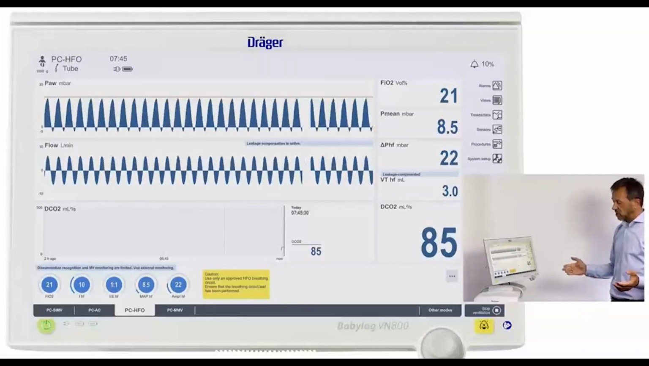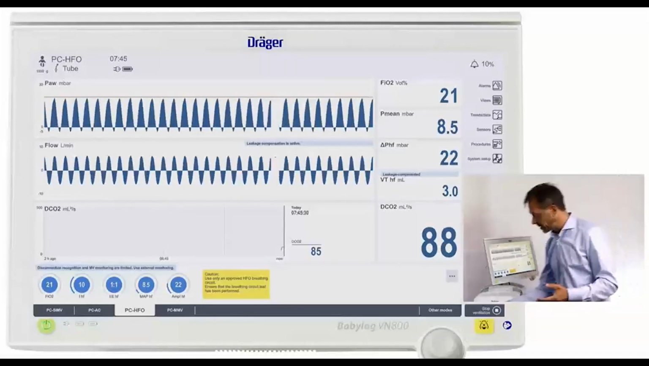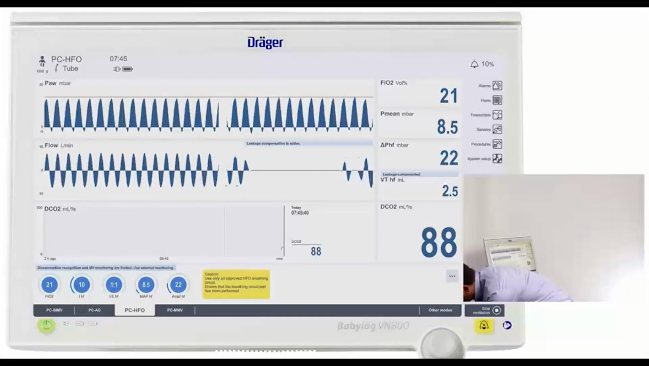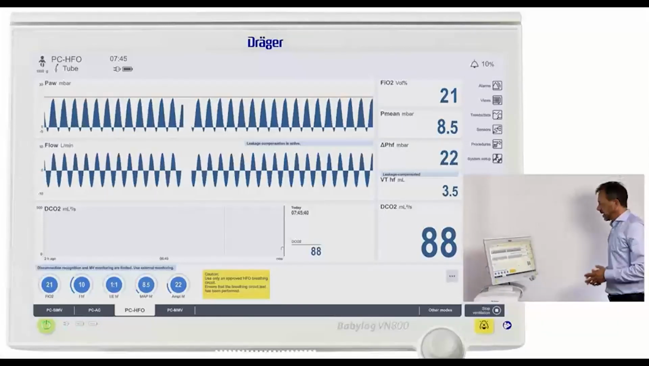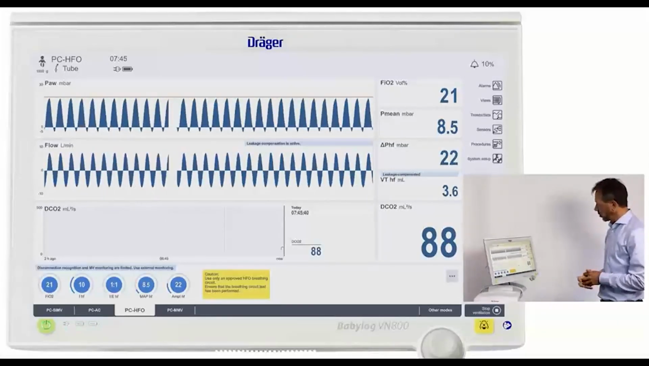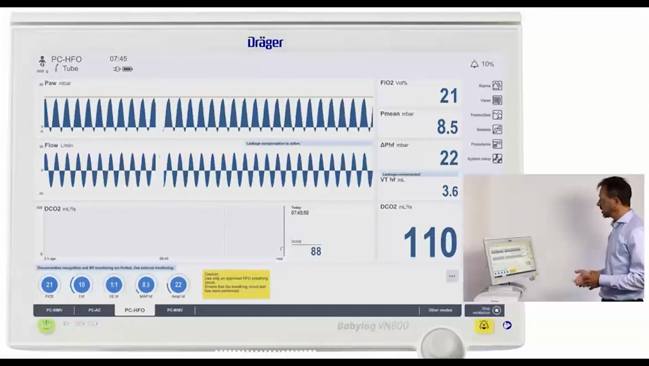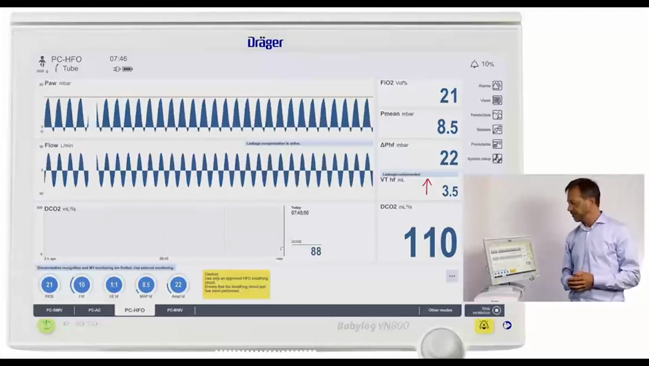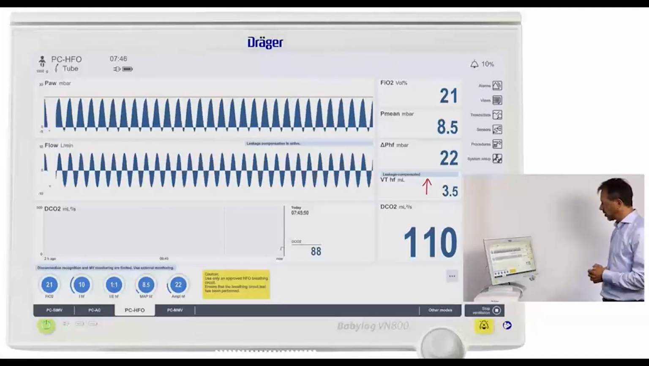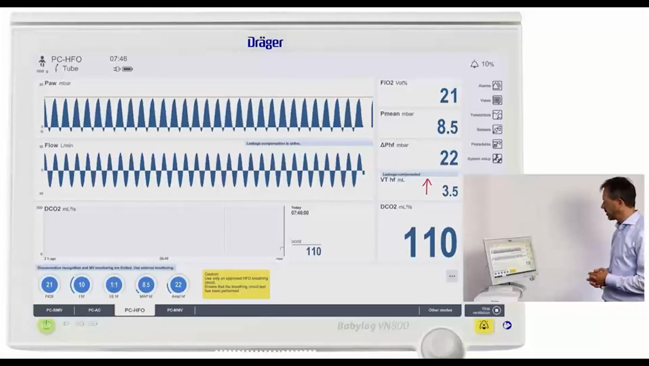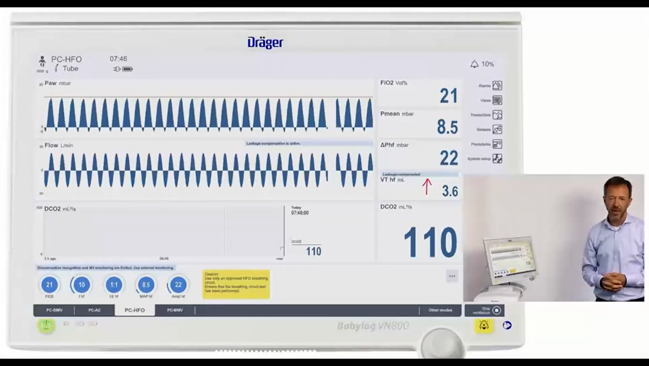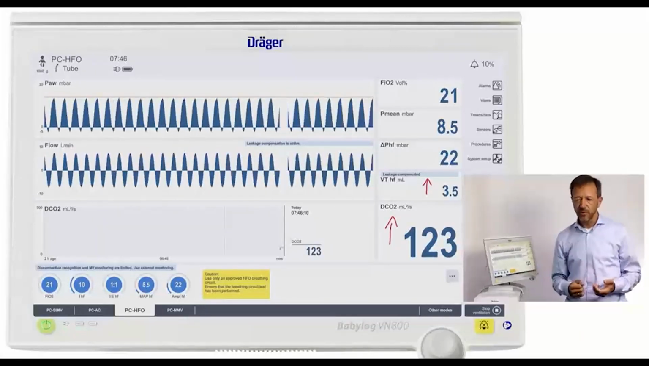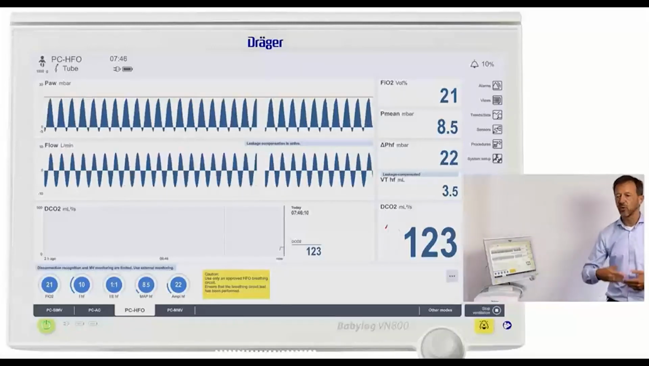But now the patient's compliance is improving, and I will simulate this now. Now we see that the tidal volume at the same amplitude is increasing to 3.5, 3.6 milliliters. What we now see immediately, also a little bit delayed, is that the dCO2 is climbing up. We all remember dCO2 was tidal volume to the power of 2 times frequency. We haven't changed the frequency, but tidal volume went up.